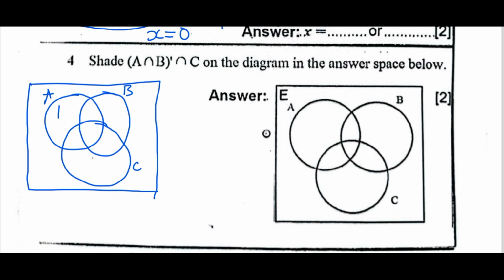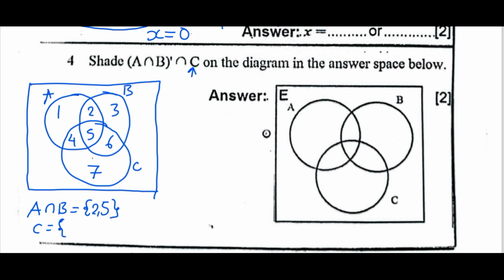So let's say we have 1, 2, 3, 4, 5, 6, 7. First let's find A intersecting B. The intersection of A and B are elements that are found in the 2 sets. So we can see that 2 and 5 are common. Then let's also look at set C, since we have this one.